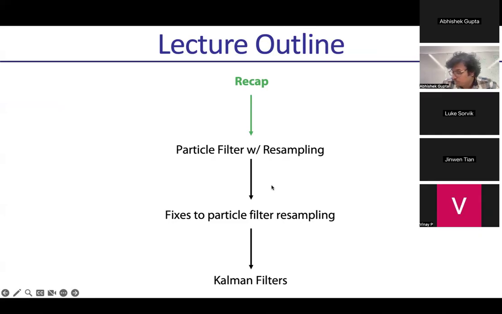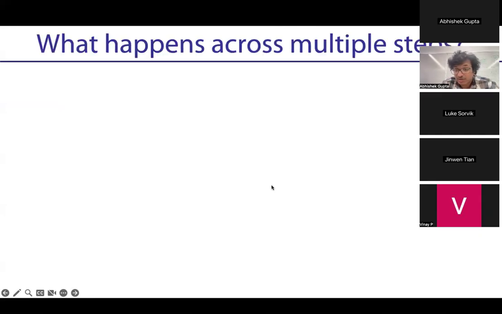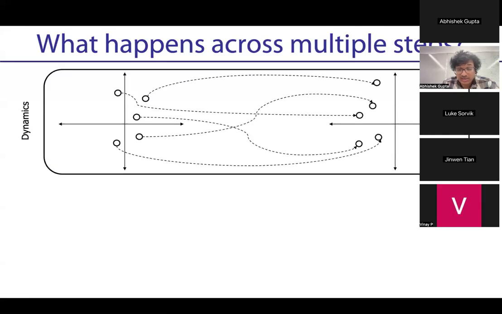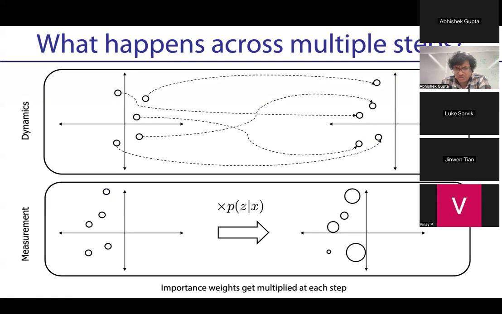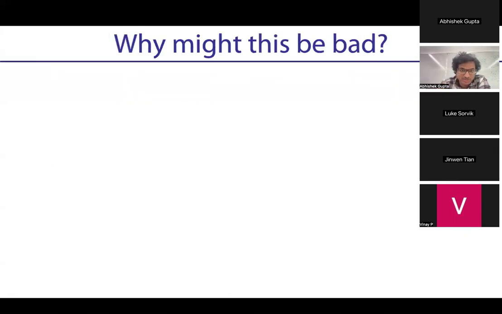So let's keep going with resampling, right? We talked a little bit about resampling earlier. As we go across multiple different time steps, these things might not be numerically stable. You're moving the particles, then reweighting them, then moving them, then reweighting them. If you're multiplying these weights across every time step, some weights might get really large, some might be pretty small.